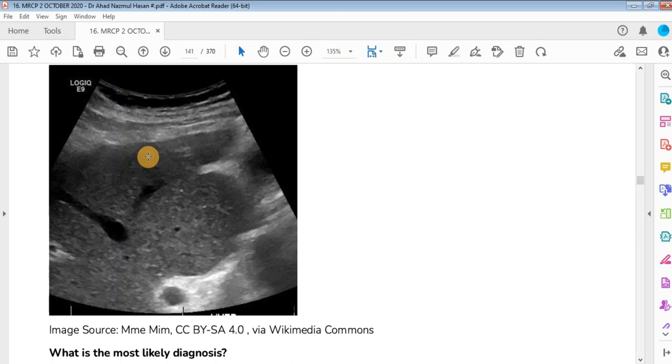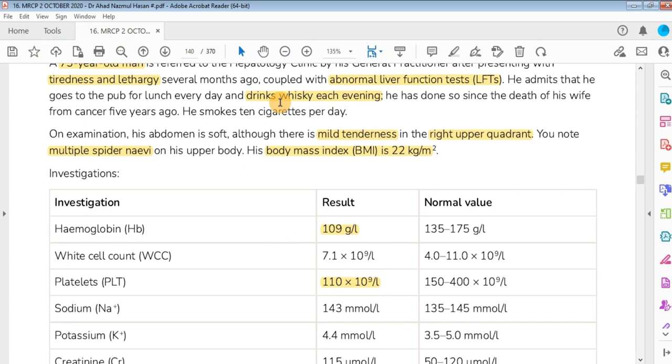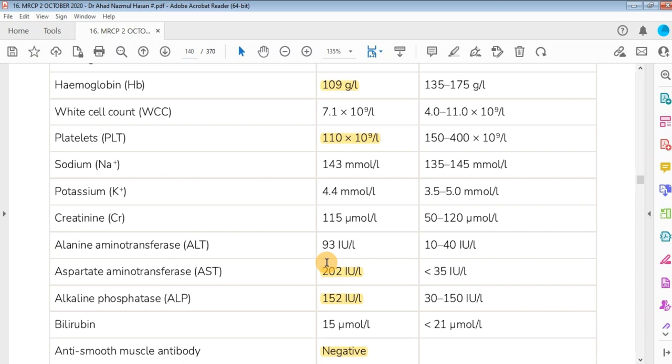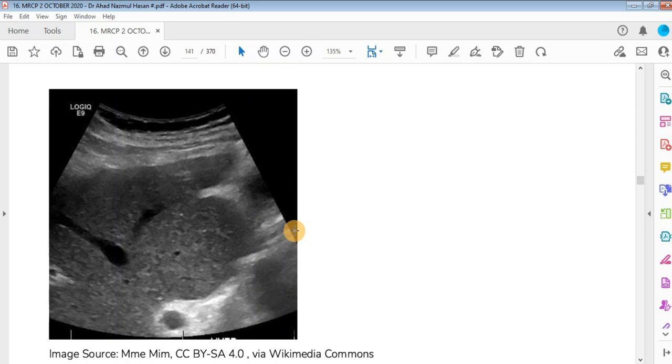And if we look at the other parameters here, this is an older patient having features of abnormal liver function test, significant history of taking alcohol with multiple spider naevi and significant elevation in the transaminases, and with anti-smooth muscle antibody negativity. This is excluding AIH. And based on this ultrasound picture, most likely this is a case of liver cirrhosis.